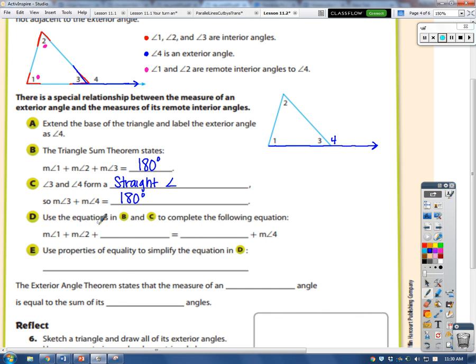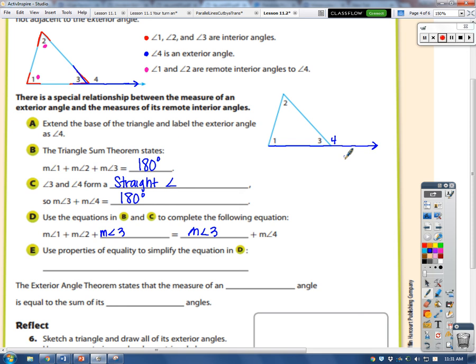So we're going to use the equations in B and C to complete the following equation. The measure of angle 1 plus the measure of angle 2 plus the measure of angle 3 should be equal to the measure of angle 3 plus the measure of angle 4, because these lie on a straight line, which makes them a straight angle, and they should be 180 degrees. So 1, 2, and 3 equal 180. We know that because the sum of all interior angles of a triangle is 180. And we also know that the measure of angle 3 and angle 4 equal 180 because they lie on a straight angle.